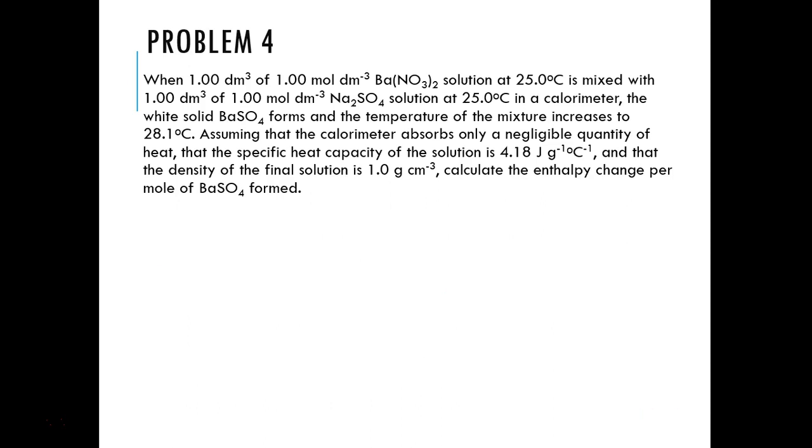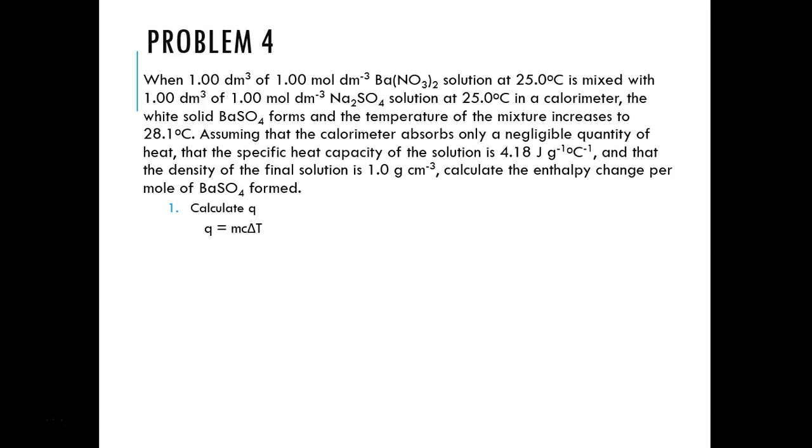Okay, so let's start by calculating Q. We're going to use Q equals MC delta T, but this isn't quite as obvious as some of the other problems. We're talking about the whole solution. We know we're going to use the specific heat capacity of the solution as 4.18, and delta T is pretty easy because both of the initial solutions were at 25, and it went to 28.1. Mass is a little bit trickier.